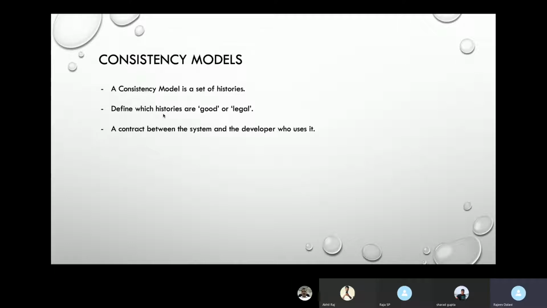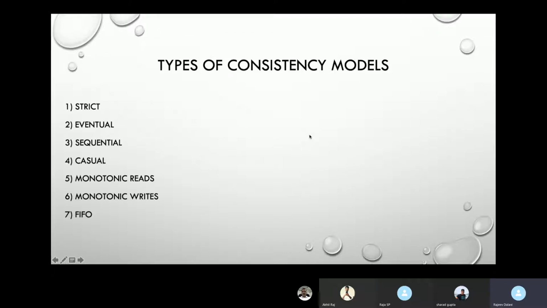Basically, that means which of the multiple writes that we have done is actually good and which of them are outdated. So this is what consistency models define, or it is a contract between a system and a developer who uses it. There are many types of consistency models, like for example, strict models, eventual consistency, sequential consistency, causal, FIFO, and so on. The list is not limited to what I have written here.